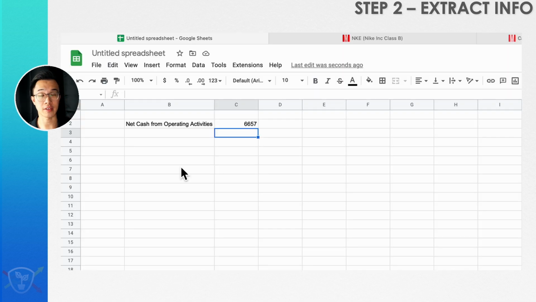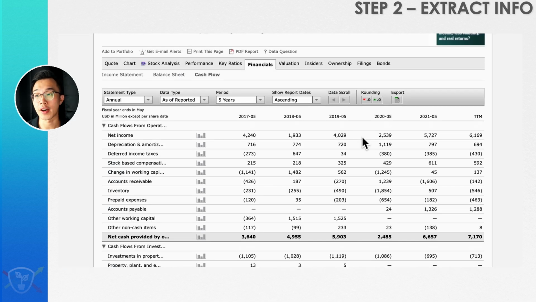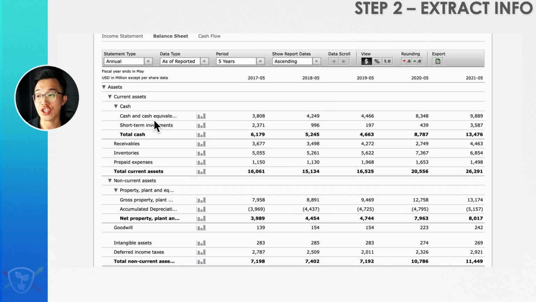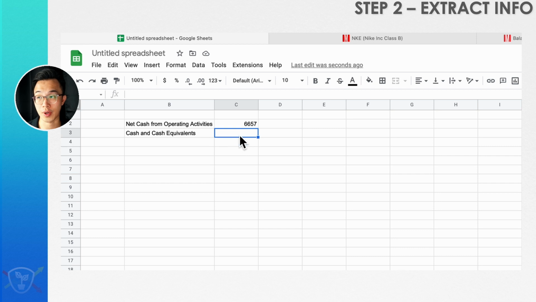The second piece of information that we need is basically the cash and cash equivalents. This is the amount of cash that the company has as of its most recent report. We can find that information in the balance sheet under cash and cash equivalents. This number here is 9.889 billion. So we can key that into the spreadsheet as well.